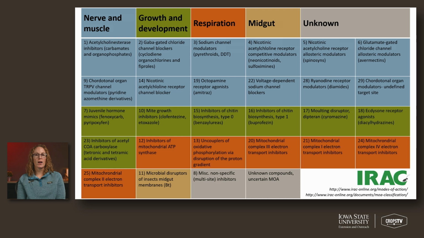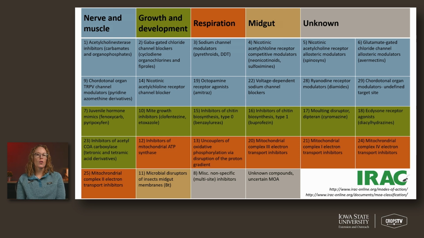So IRAC provides a nice description of all the possible group numbers for insecticides. Fungicides has a similar website called FRAC, and herbicides does as well, called HRAC. And I've color coded them by how the insecticides kill the insects. Everything in blue targets nerve and muscles. Everything in green targets growth and development, and it interferes with hormones, it interferes with the hardening of their exoskeleton. And if insects can't become an adult, it really limits the opportunity to generate another generation.